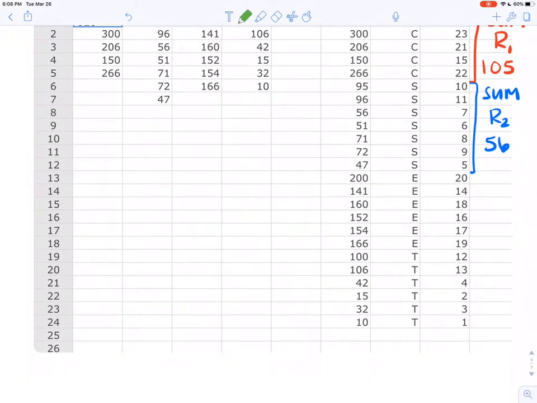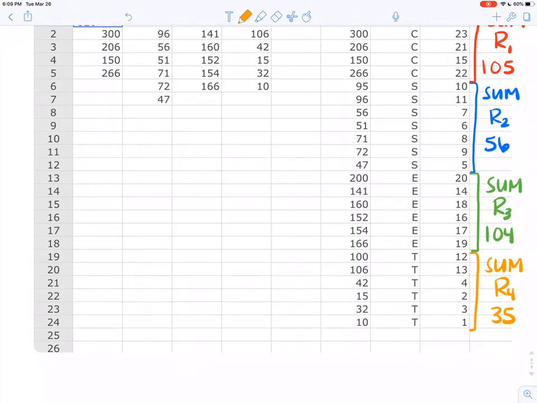Now I've got two more groups. So I'm going to take my energy drinks here. I'm going to calculate the sum. That's going to be my R3. And this sum is 104. And then finally, I'm going to take the sum for the teas. That's going to be my R4. And that sum has a value of 35.